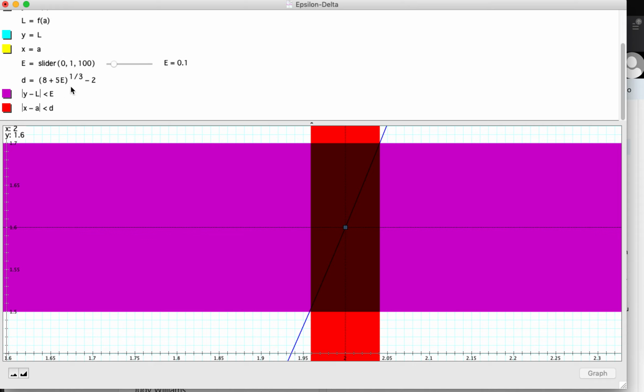So this is working the way that it should, but coming up with this great big thing is the key to this proof. Now whenever x is close to 2 within this weird looking distance delta, f of x is close to 1.6. That's what we're looking for.